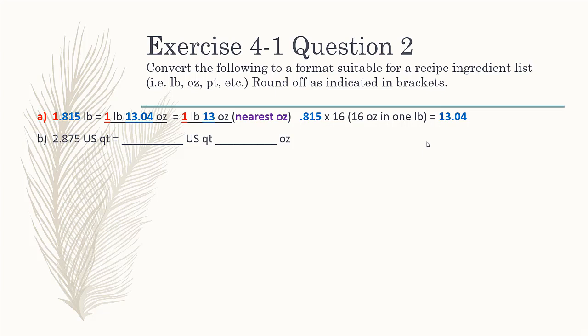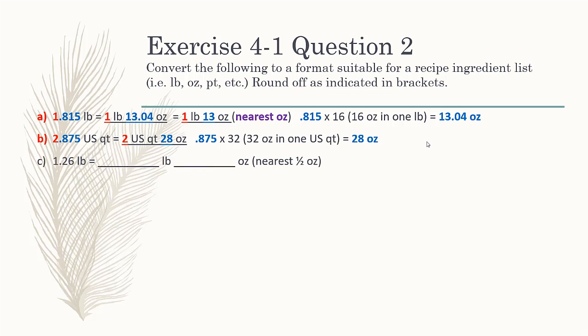2.875 US quarts. We want to convert that to US quarts and ounces. Again, the no-brainer part, 2 whole US quarts is always going to be 2 whole US quarts. We then have to deal with decimal 875. We now know we need to multiply that, but we need to multiply it by the relationship between ounces and US quarts, and that happens to be 32. 32 ounces in a US quart. So we take the decimal equivalent of US quarts, in this case decimal 875, and multiply it by 32, and that gives us 28. So our final answer is 2 US quarts and 28 ounces is equal to 2.875 US quarts. So let's move on to question C.